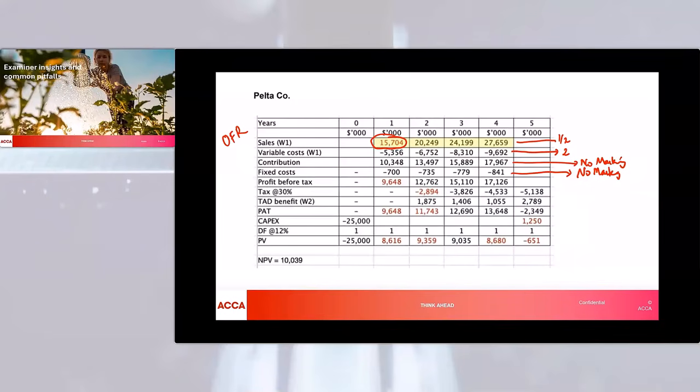And here, profit before tax was wrong. It was not profit before tax. It was operating cash flows. It was cash flows rather. So it was wrongly termed here. Hence we are giving this only half a mark.